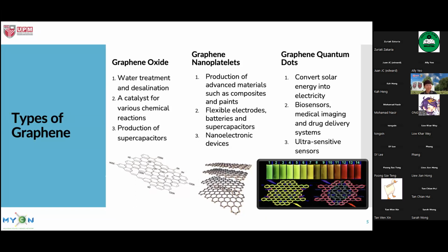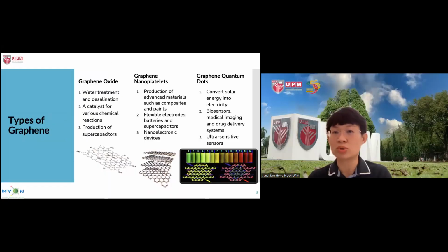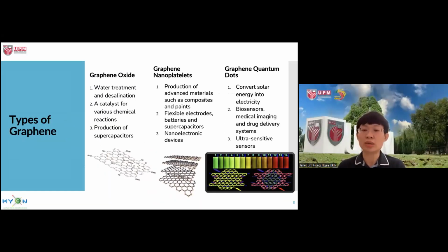So the second type of graphene derivative that may interest you will be graphene nanoplatelets, widely used in production of advanced materials such as composites and also paints. I think it's considered advanced because it's got more than one functionality, not just for the purpose of mechanical strength, but also to produce electrical and also thermal conductivity. And besides, graphene nanoplatelets, if employed in certain substrates, are able to provide some form of flexibility, and are also widely used in batteries and also supercapacitors. Another application that uses a lot of graphene nanoplatelets will be nanoelectronic devices.